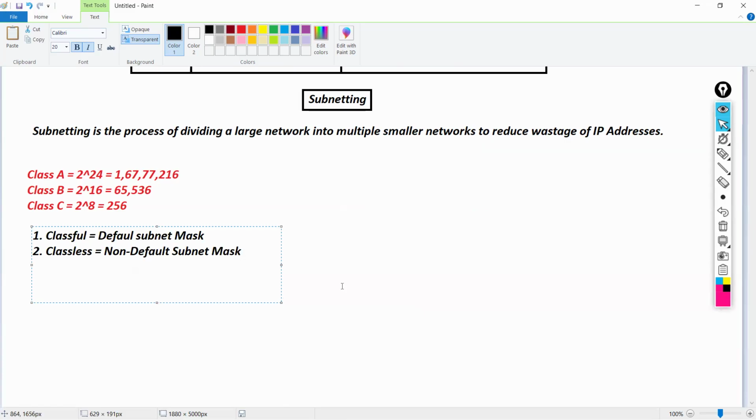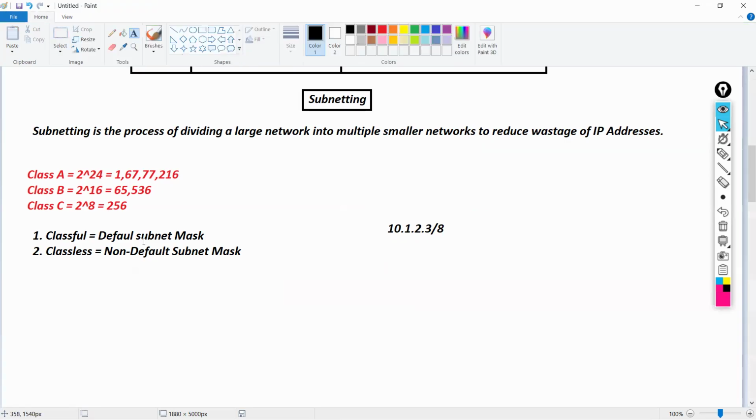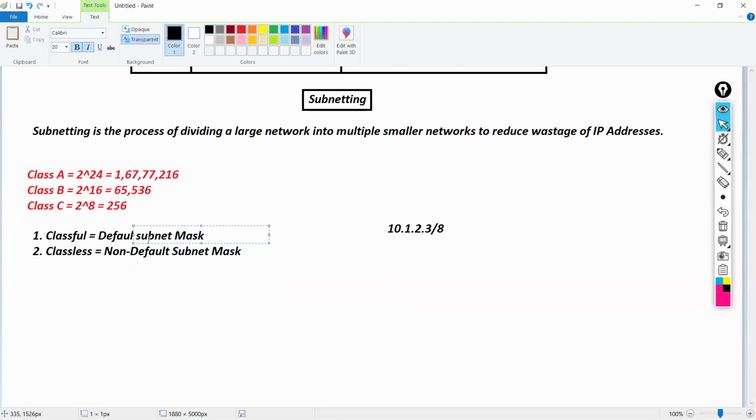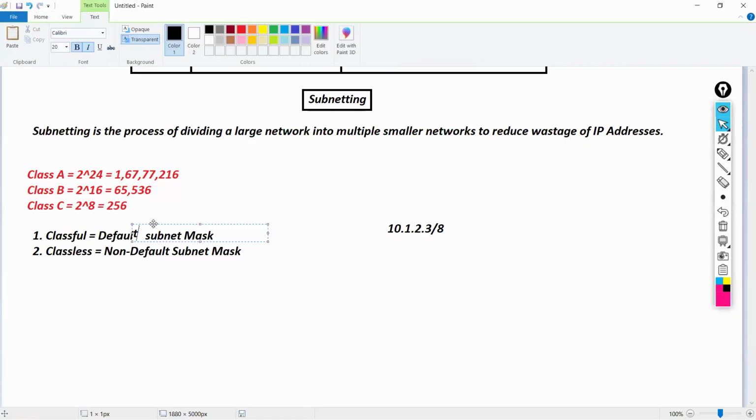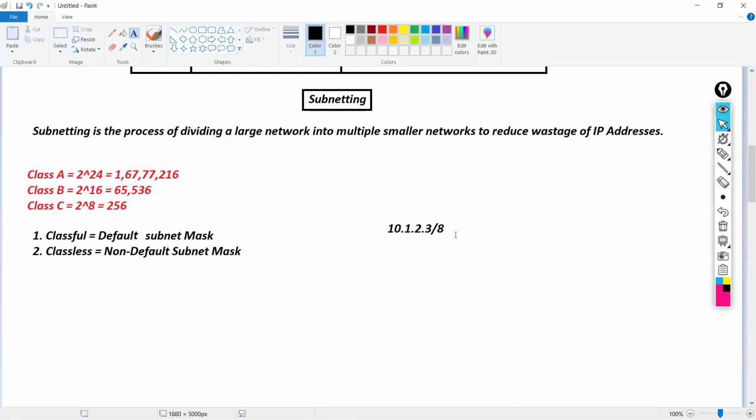Okay. So that means if I give you an address, is this classful or classless? Hmm? Classless. How is it classless? Tell me how it is classless. Which class IP address is it? Class C? A? The CIDR value is for which class?